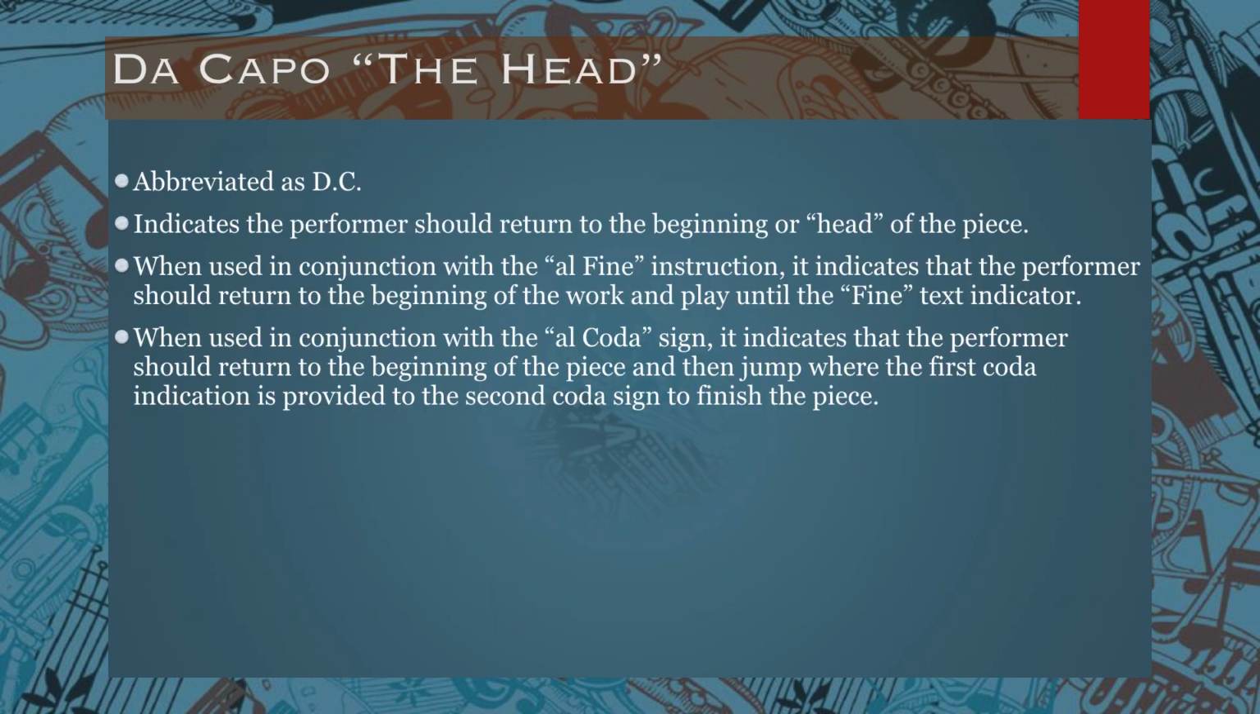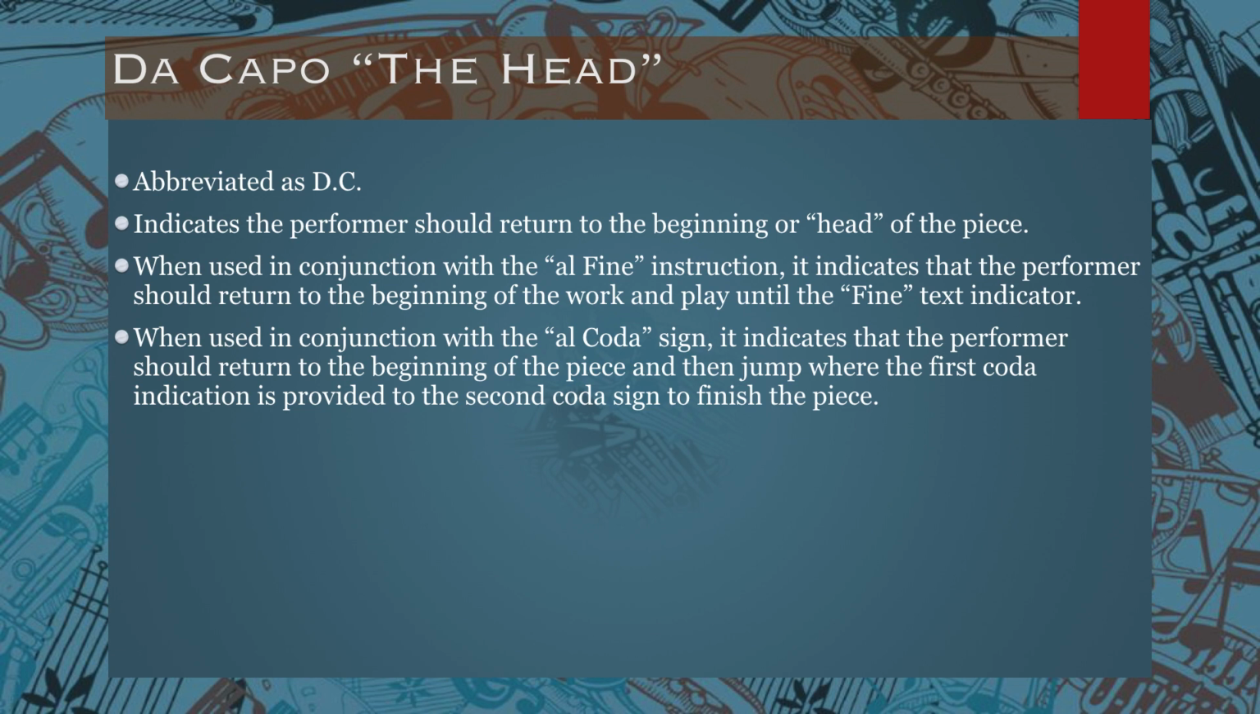The CAPO, abbreviated as DC, means the head, and it indicates the performer should return to the beginning of the piece, or the top of the piece, the first measure. When used in conjunction with the al fine instruction, it indicates that the performer should return to the beginning of the work and play until the fine text indicator. When used in conjunction with the al coda sign, it indicates that the performer should return to the beginning of the piece and then jump to where the first coda indication is provided to the second coda sign to finish off the piece.